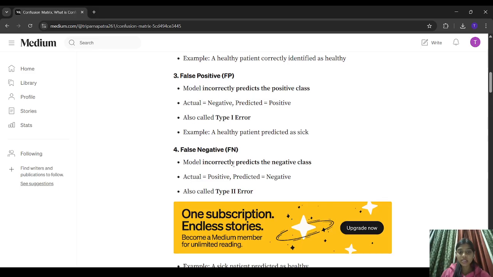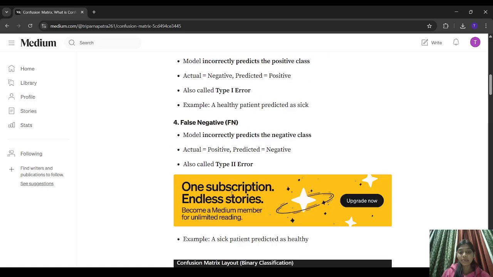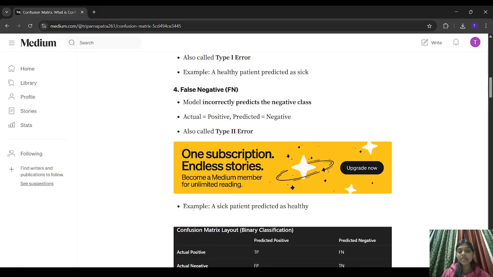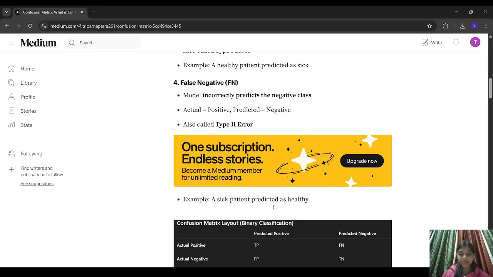And what about false negative? The model incorrectly predicts the negative class, so actual is positive and the predicted is negative. This is also called a type 2 error. Example: a sick patient predicted as healthy. If a patient is sick but is predicted as healthy, then it comes under false negative.